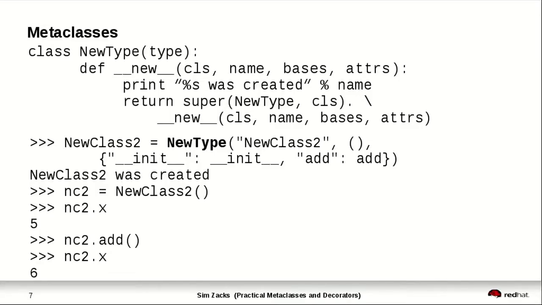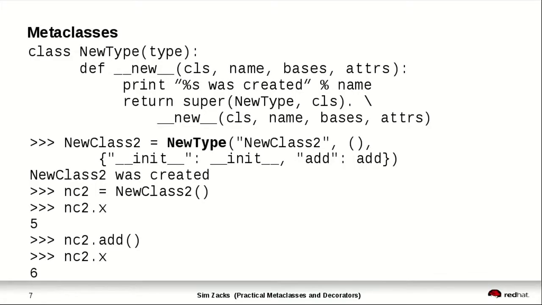So what happens when we do this is now we create our class with new type instead of type, and we pass in the name of the class. And by the way, the names don't have to be the same as the variable name. So we could call this new class 2 equals new type and put foo in there. But then if we looked for new class 2.name, it would come up with foo, and that would confuse us. Right? And then we pass in the bases and the functions as we did before. And now if we try to instantiate that class, as soon as we create the class, it comes up with our print statement right there, new class 2 was created. And then, as you can see, it has normal functionality for the class as if it was created in any other way.